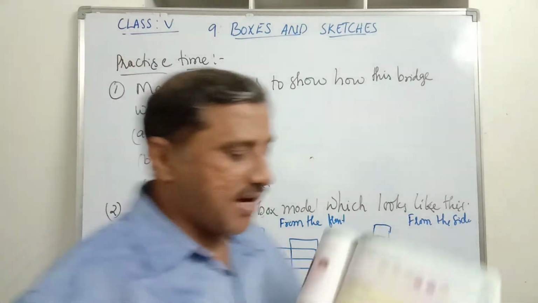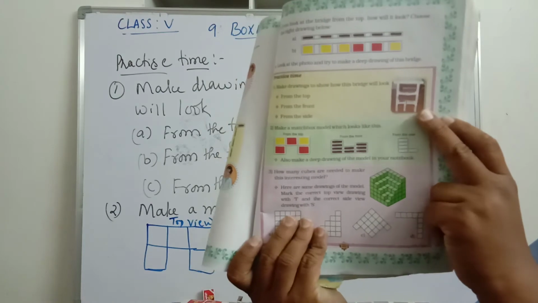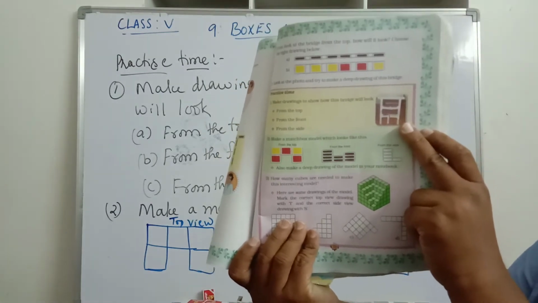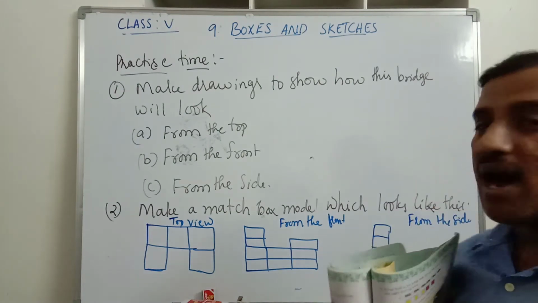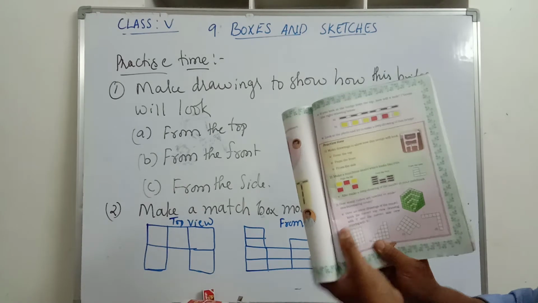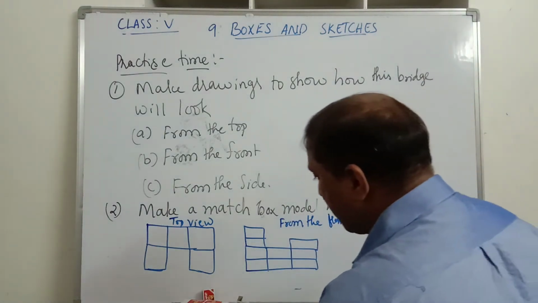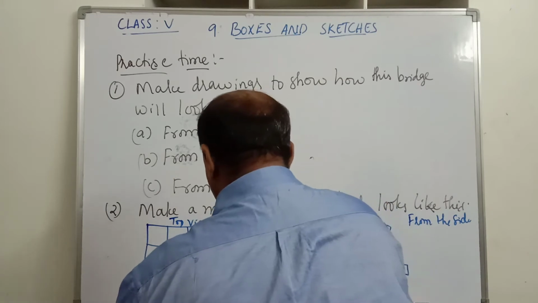That is, the bridge is given here. See this, this is the bridge. So we should draw the diagrams, drawings of the front view, top view and the side view. You have to draw the diagrams of the front view, top view and the side view. I made that model also. I'll show you this model.